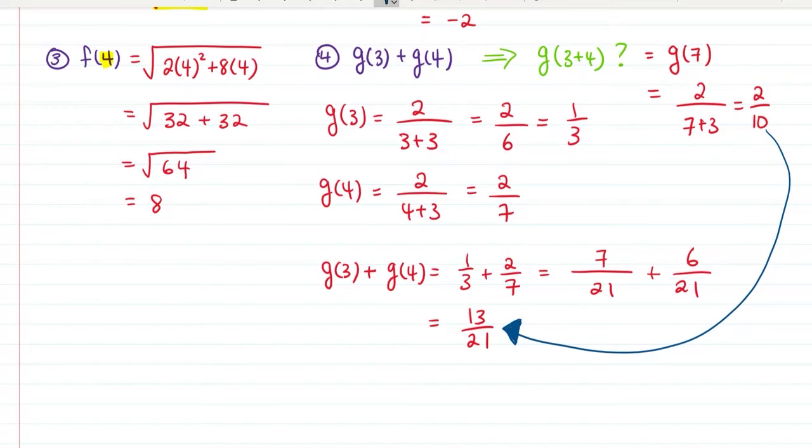So to remind you, whenever you see an addition of functions, make sure you find each value separately and then add them later, because obviously this is not going to give you the same or the right answer. So just be careful not to do this to get the answer. This is not what we want. So make sure you follow this way to get the answer.